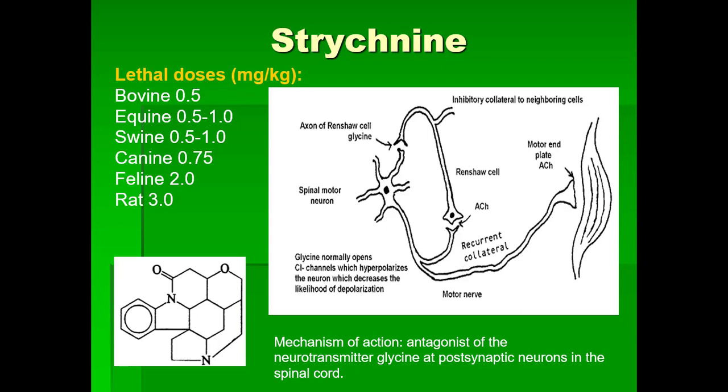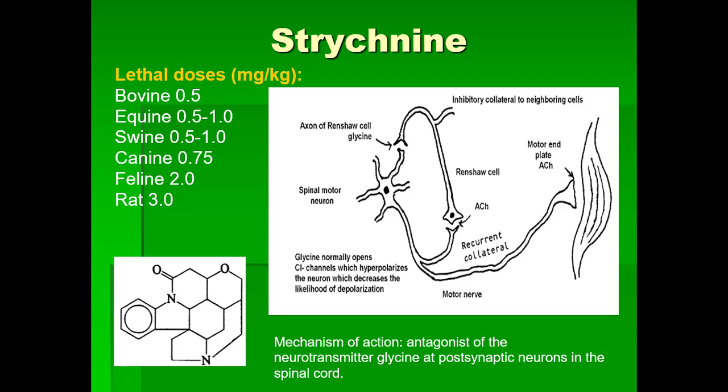On this slide we have an approximate lethal dose for different animal species. We also see the molecular structure with two nitrogen atoms that make it an alkaloid, which is important because when the animal dies, the toxin will be in its highest concentration in the stomach. That is the place where we have to look first in a dead animal. Strychnine also does not cause vomiting, compared with other convulsant toxins.